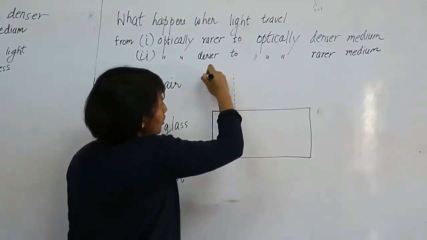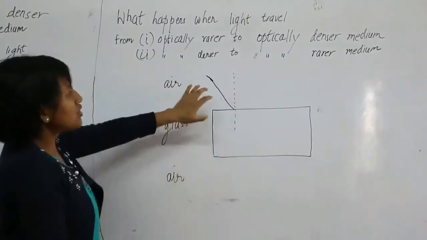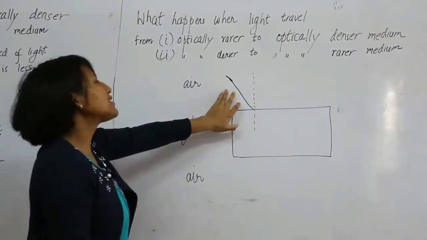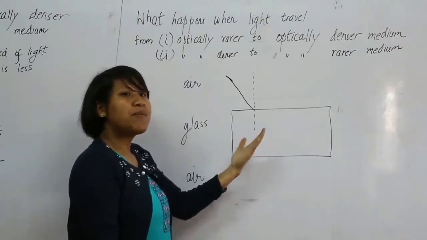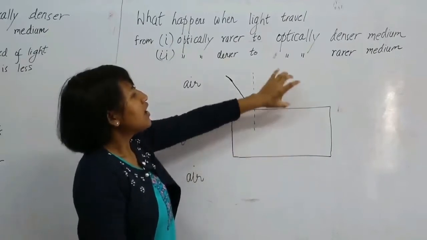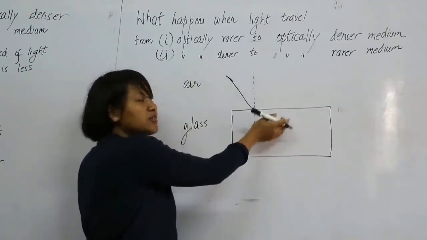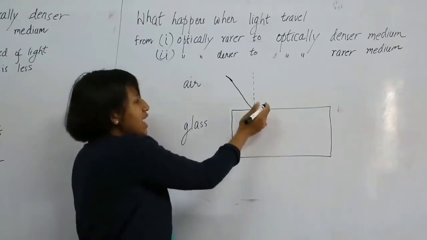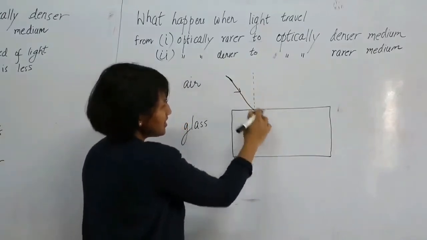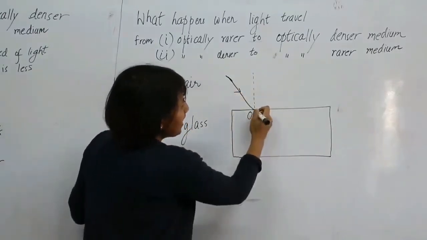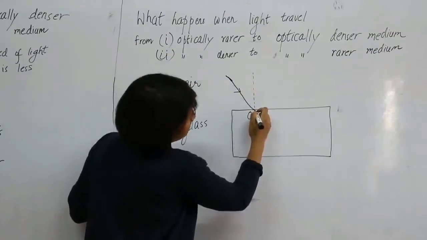However, when it is traveling obliquely, meaning at some angle, due to the phenomenon of refraction of light, it will bend. Why? I told you that refraction of light occurs because there is a difference of speed between these two media, so that is why refraction takes place. This is the point at which the incident ray strikes. So it will be refracted, meaning it will bend.